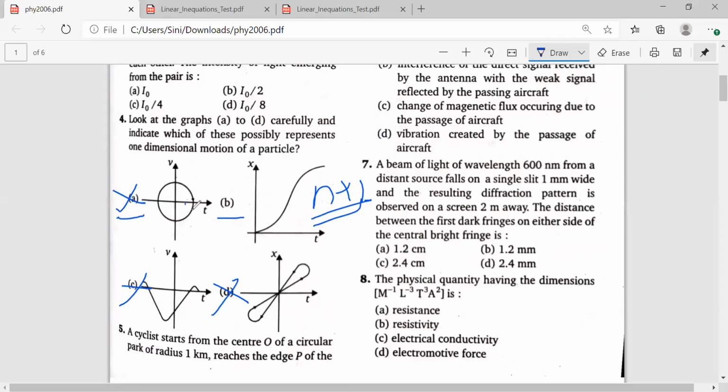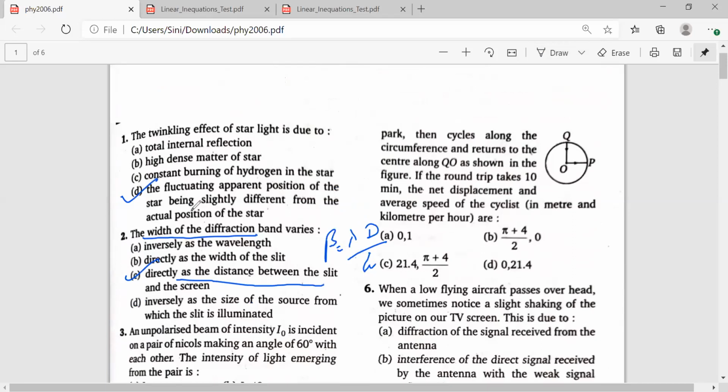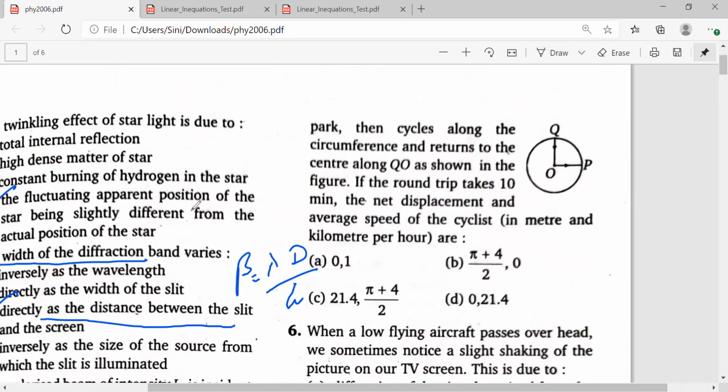A cyclist starts from the center of a circular park of radius 1 kilometer, reaches the edge P of the park, then cycles along the circumference, returns to the center along QO as shown in the figure. If the round trip takes 10 minutes, then the net displacement, the average speed of cyclist is how much? So in meter and kilometer per hour.